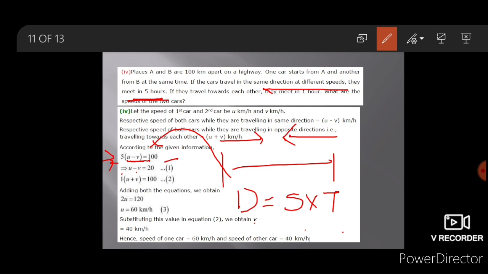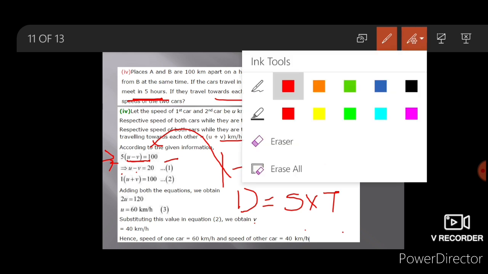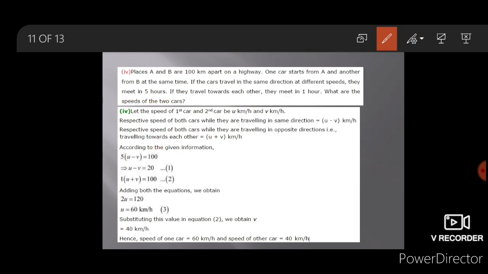Second part, if they move towards each other, they will meet in 1 hour. If they move towards each other, it means that the speed is going to be added. Now their relative speed is u plus v, time is 1 hour. So we get u plus v is equal to 100. Now we get two equations. This is equation number 1. This is equation number 2.